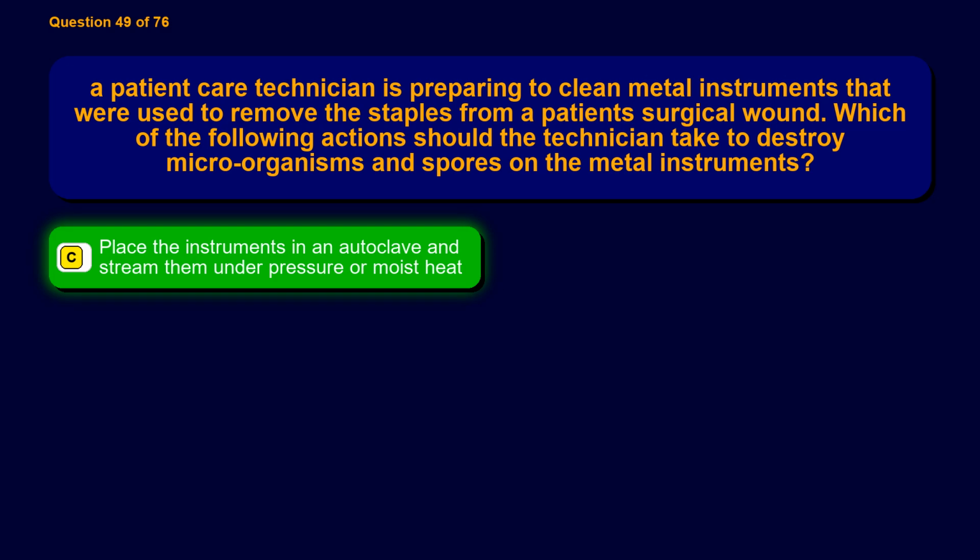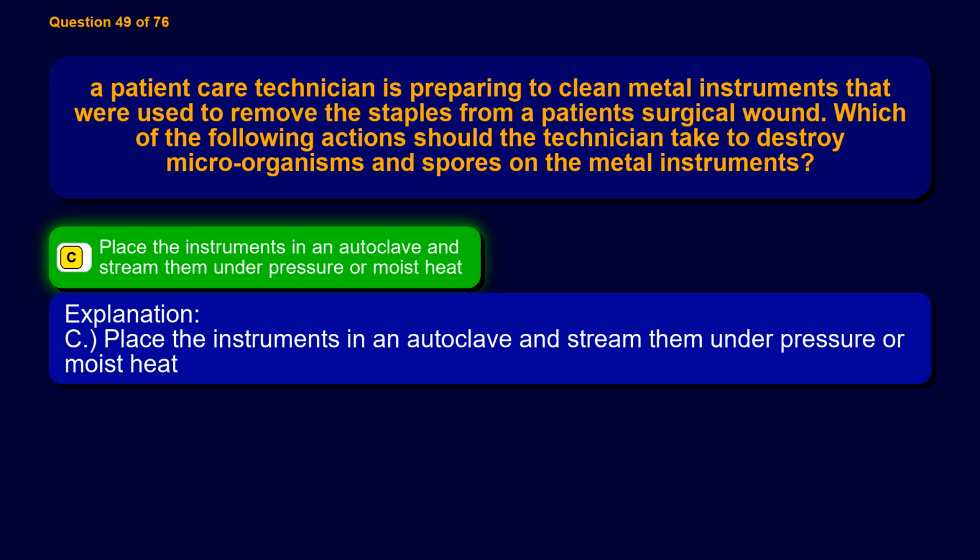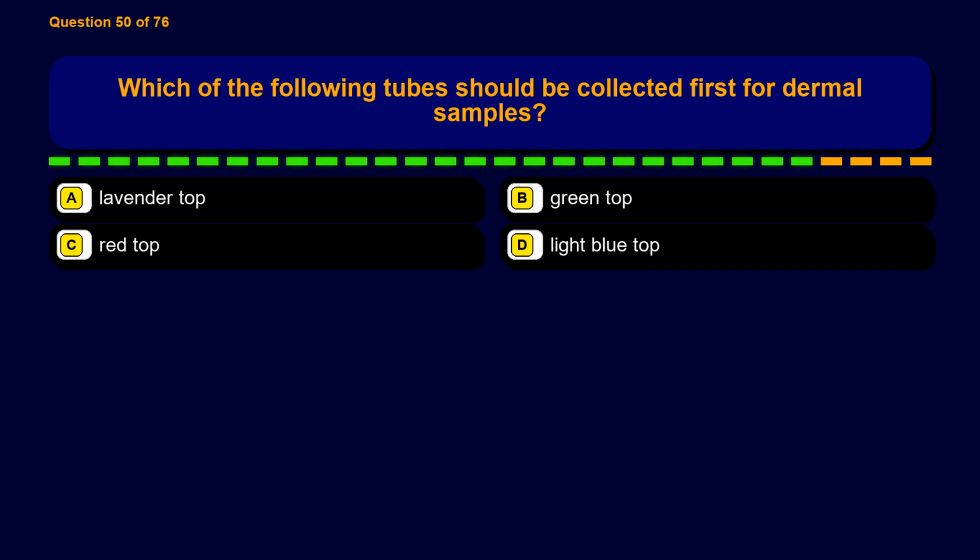The correct answer is option C, place the instruments in an autoclave and steam them under pressure or moist heat. Question 50. Which of the following tubes should be collected first for dermal samples? Option A, lavender top. Option B, green top. Option C, red top. Option D, light blue top.